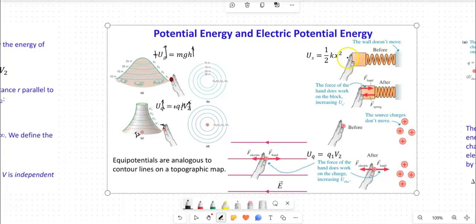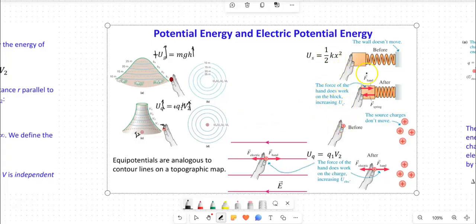This is similar to potential energy due to springs. In 111, when you push a spring and start to compress it, your hand is pushing it to the right, and the spring would be working against you. So you would be doing work and the spring would be working against you, increasing the potential energy of that spring. Whenever a spring is compressed or stretched past the equilibrium, it takes work to do that, and the potential energy of that spring is 1/2 kx squared.